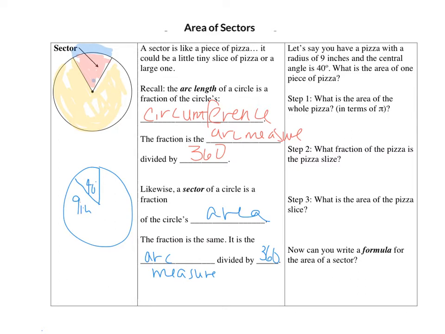Okay, first question, step 1. What is the area of the whole pizza in terms of pi? So if it has a 9-inch radius, the area, of course, is pi r squared. So you would take that 9 and square it, so you'd get 81. So the whole pizza is 81 pi.